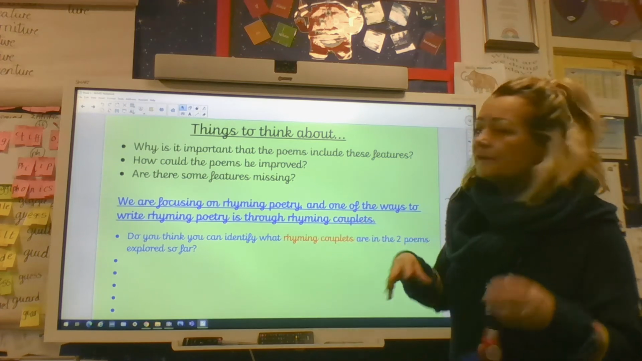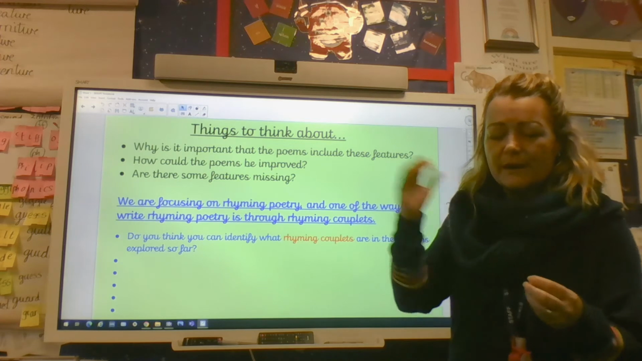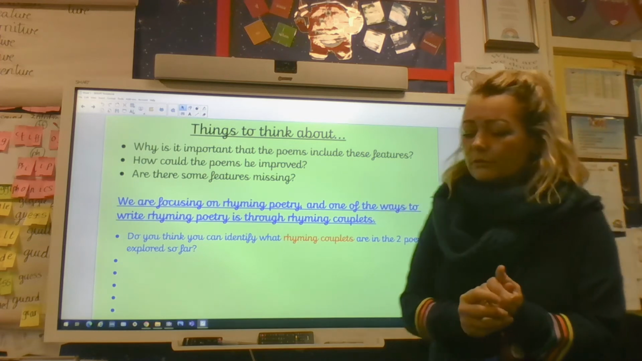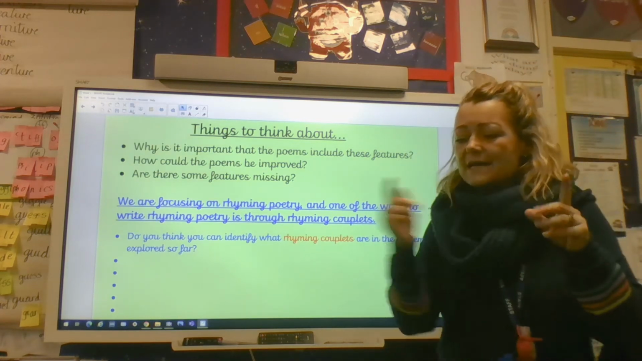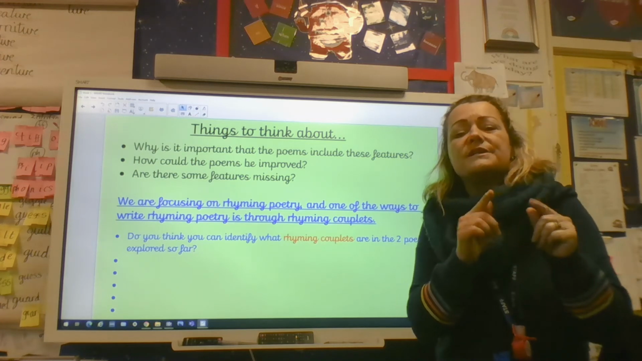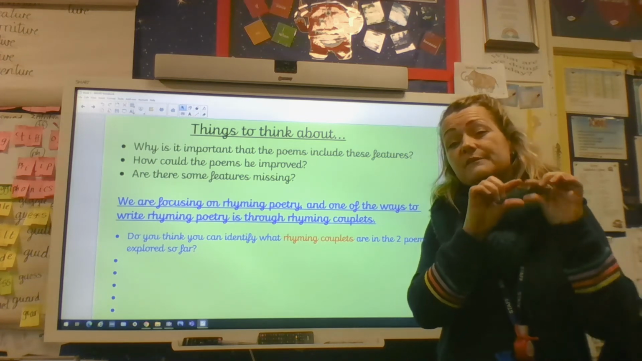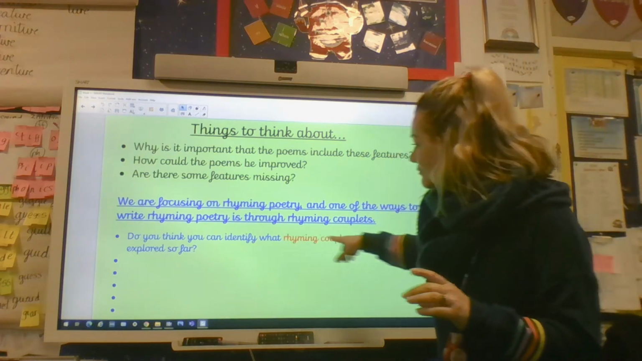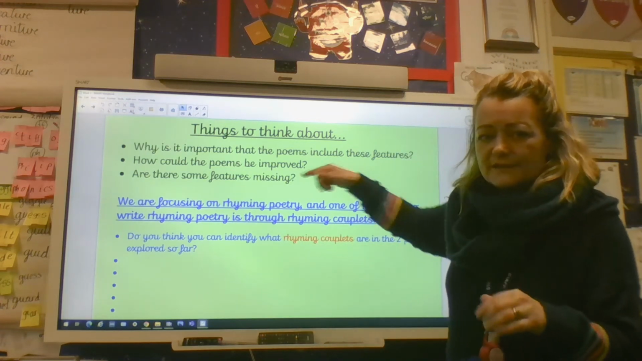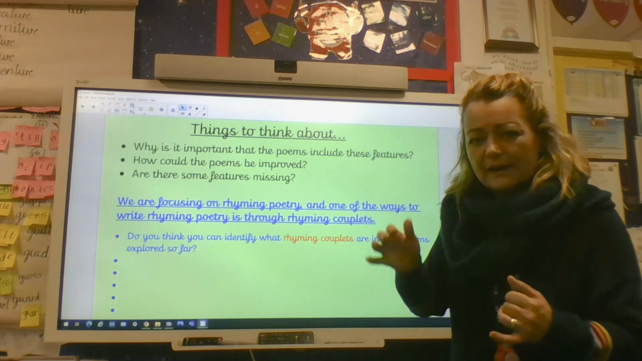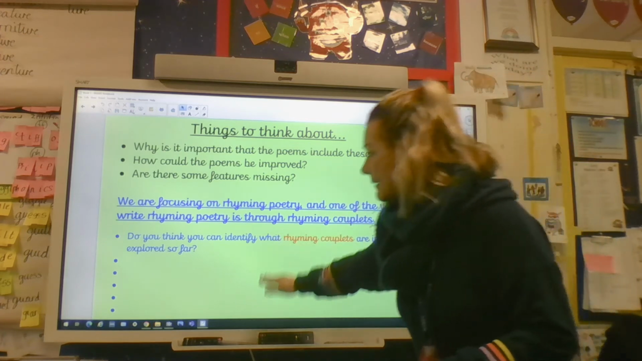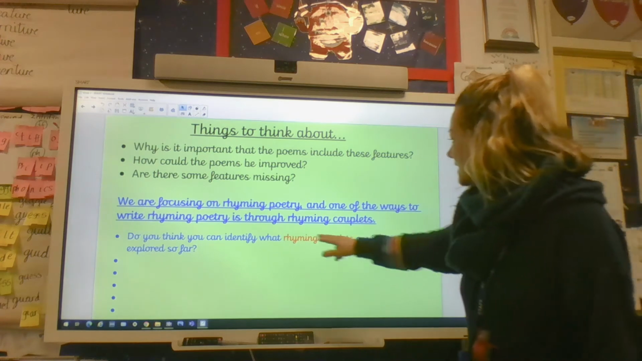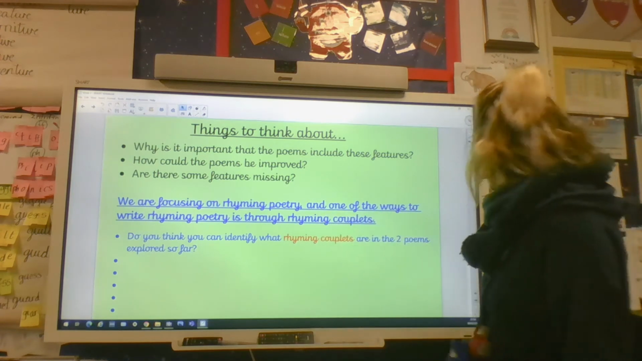So rhyming couplets. Couplets means 2, so we're talking about 2 lines, and we're talking about the end of each of those, the last word in each of those lines rhymes with each other. So have a think about which rhyming couplets you could identify in those 2 poems about the dragon or the one about the seed, and make a little list if you can find any rhyming couplets from those 2 poems.